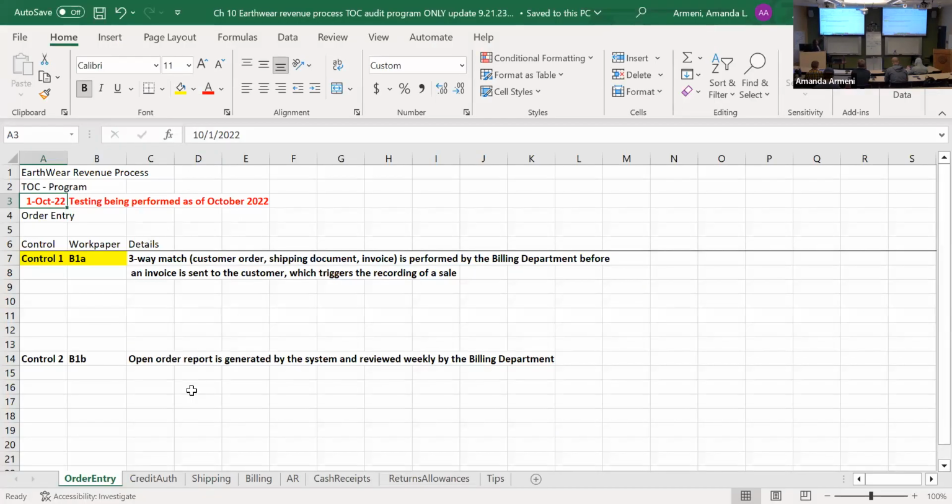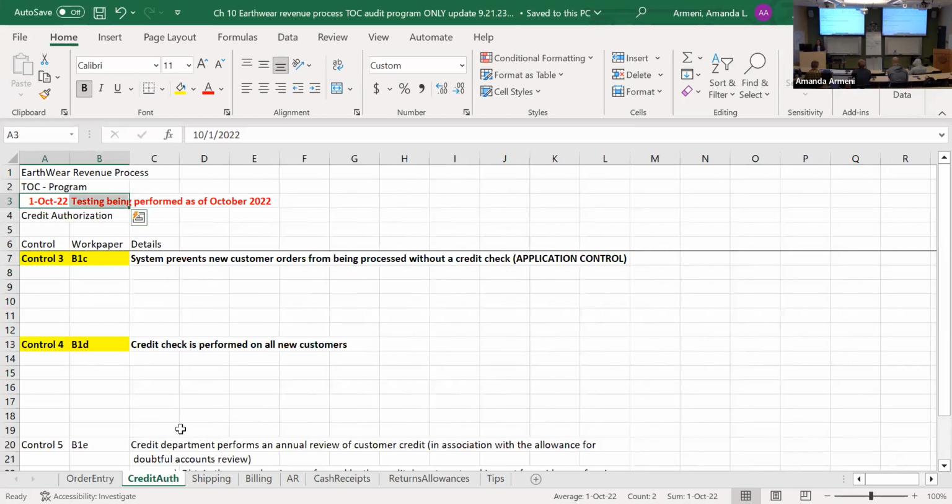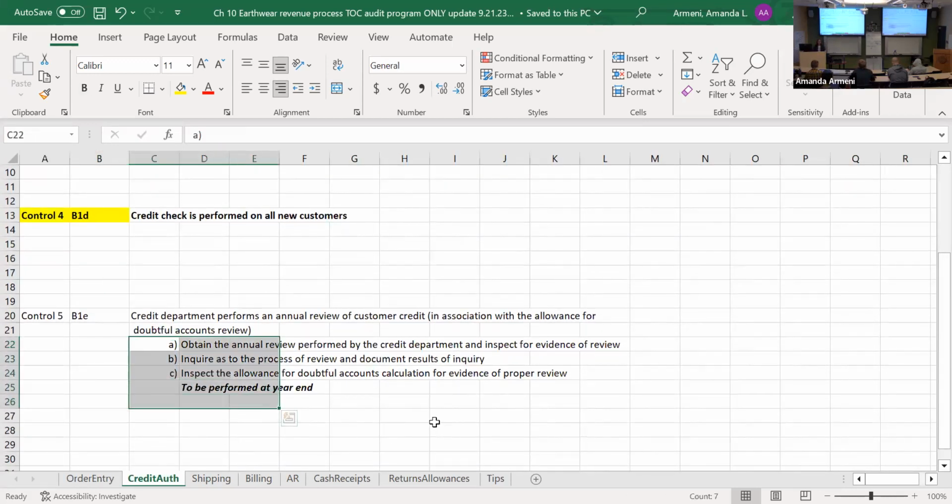You will notice that on the bottom, each tab is labeled by department. So if you click on the Order Entry tab, what you are seeing are controls that should be going on in the order entry function of the revenue process, okay? So each department is represented by each one of these tabs. Your audit team is responsible for every control that is bolded. And you will be reminded that those are the ones you're responsible for because the other controls that aren't bolded already have steps on them.